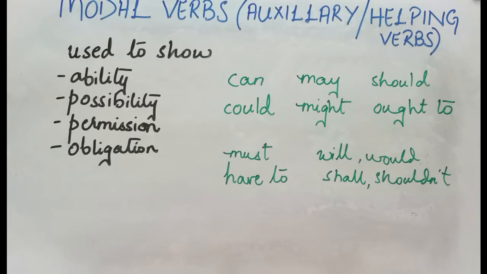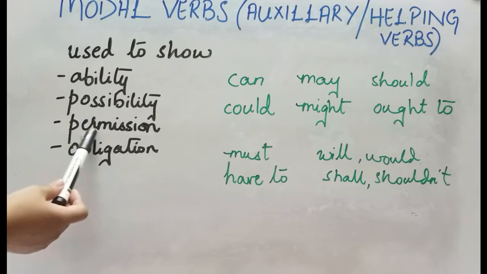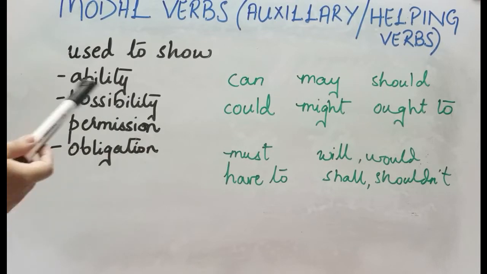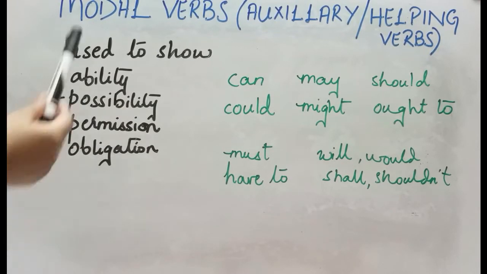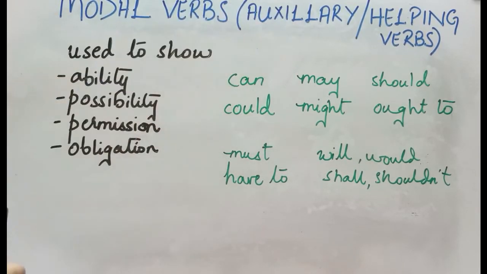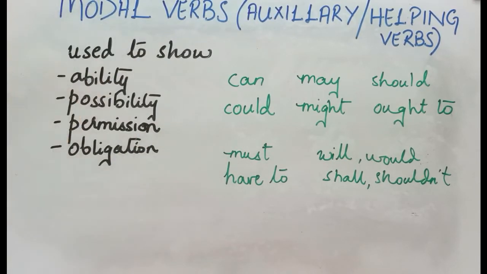See, modal verbs are used to express something, and they have a purpose: they are used to show ability, possibility, permission or obligation, and they behave very differently when they are used in sentences or in paragraphs. Modal verbs, as written in the bracket, are also known as auxiliary or helping verbs. So whenever you are giving your exams and you see the term auxiliary or helping verbs, you know that they are modal verbs.